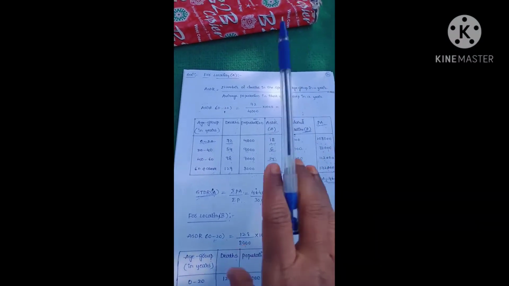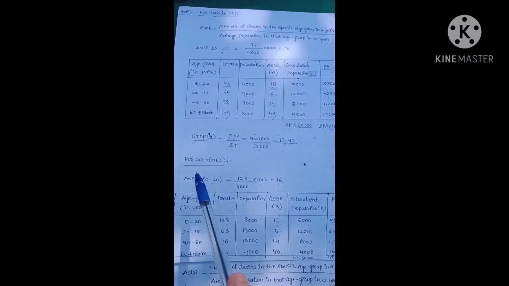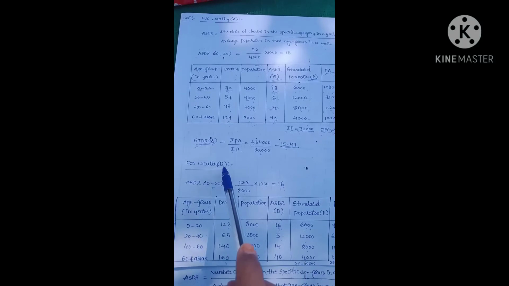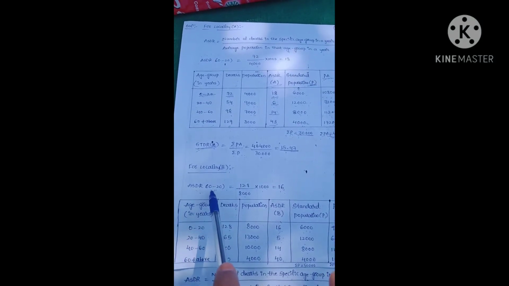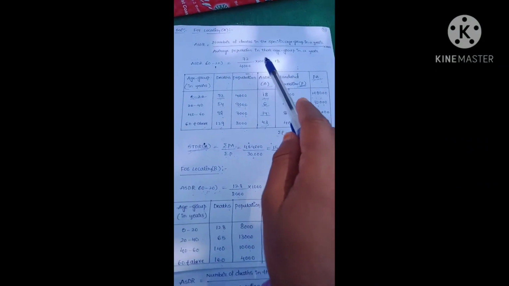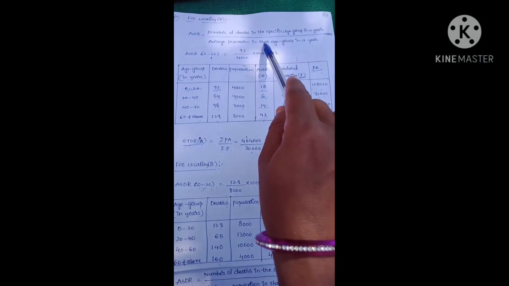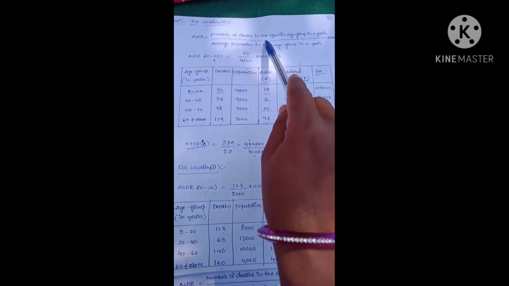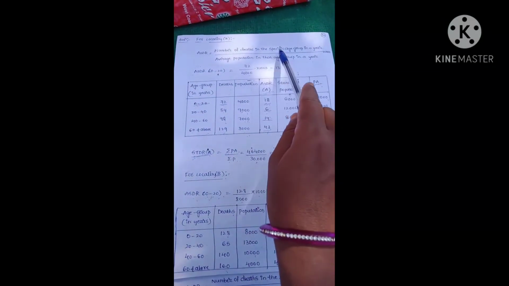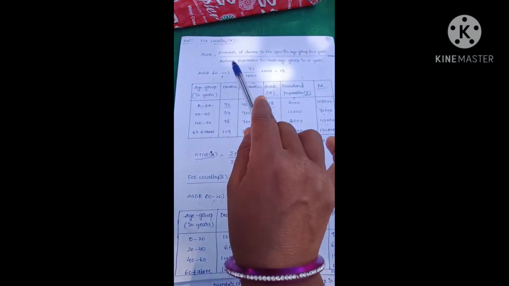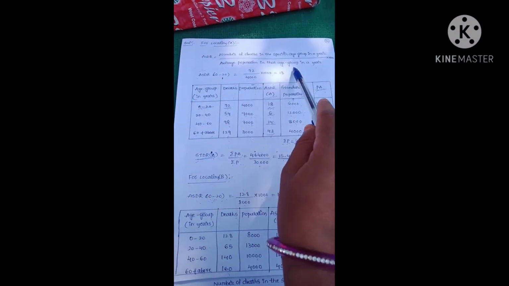Like that, we have to calculate for locality B. Right here, for locality B, ASTR. First, here also we need to calculate ASTR. The first age group is 0 to 20. The formula is already written above the table. By using this formula we have to calculate. What is the formula? Number of deaths in the specific age group in a year divided by average population in that age group in a year.